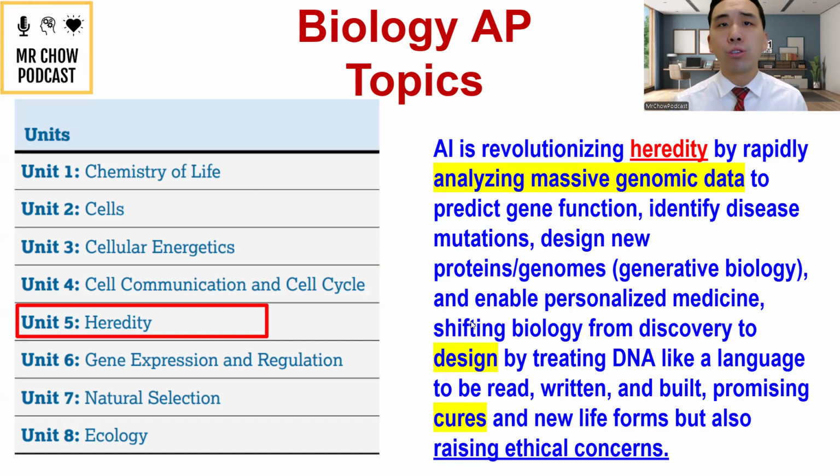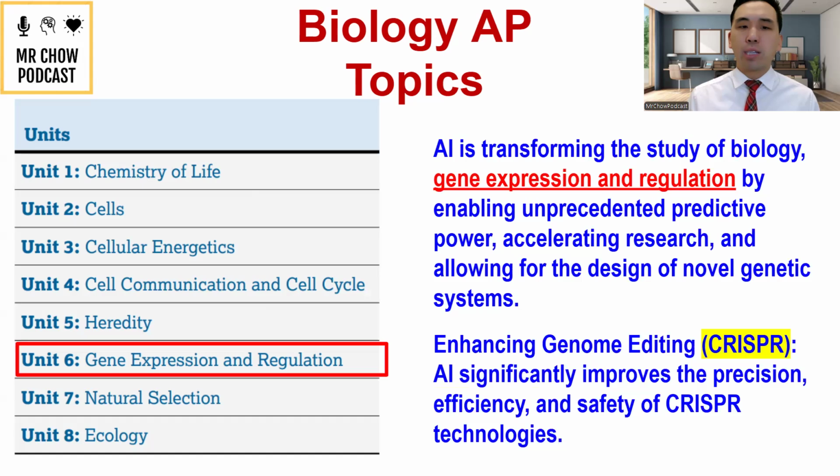How much of this should we control? How much of it should we not? So that's a whole other topic, and you can take a look at the ethical parts of what people are raising concerns about AI. As we look at gene expression and regulation, we're almost done. AI is transforming the study of biology, gene expression and regulation.